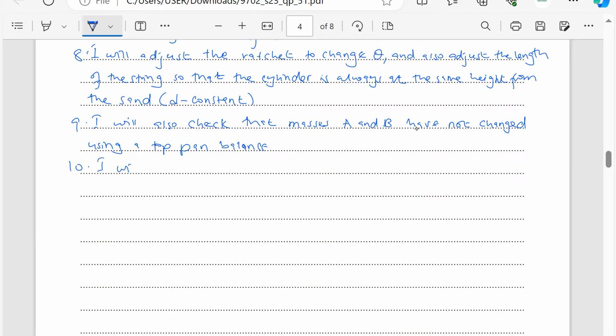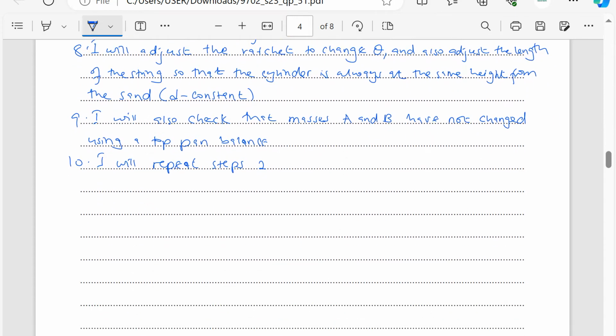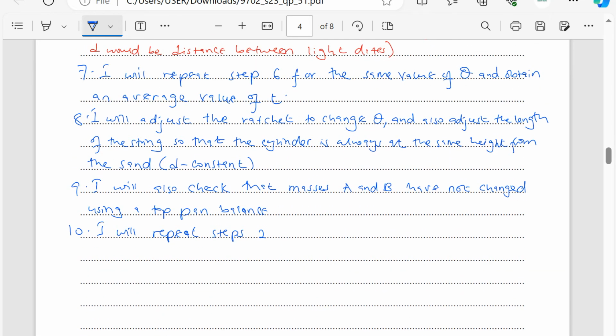So I will repeat steps 2, step 2 was measuring theta. So yes, I will repeat step 2 to step 7, I think. I will repeat steps 2 to 7 until I have 6 sets of values, or 6 sets of results.